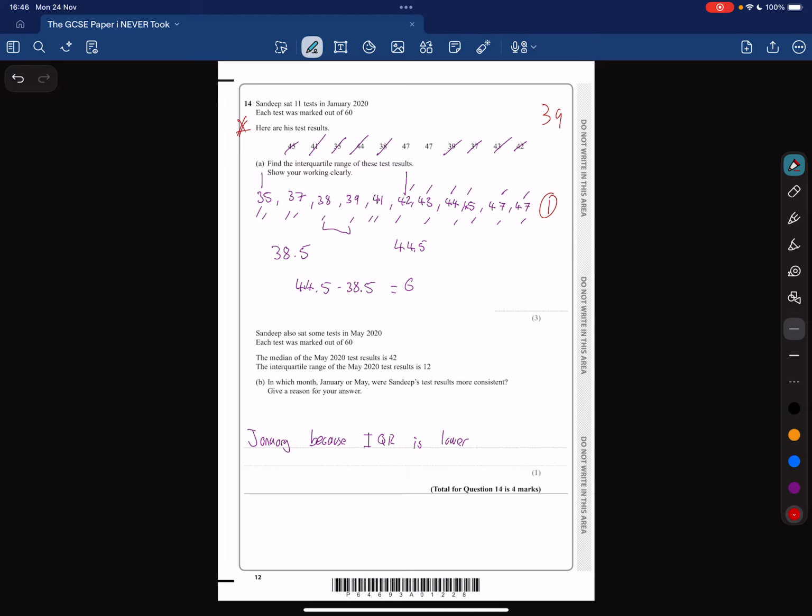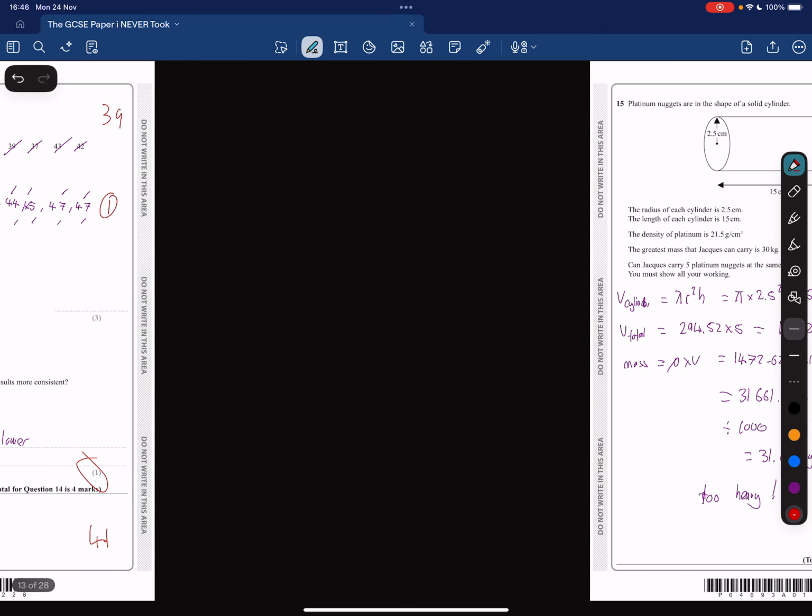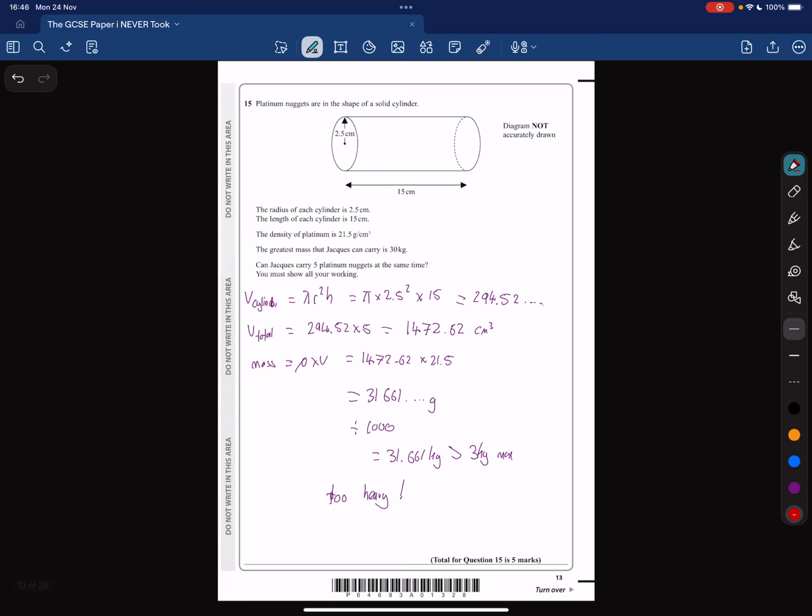So yeah. And then January and a reason. So yeah, I got that right. So this puts us to 41. And then 15. I'm just going for the answer. No, correct. Oh. I have done this the wrong way. I was going too quickly, you see.